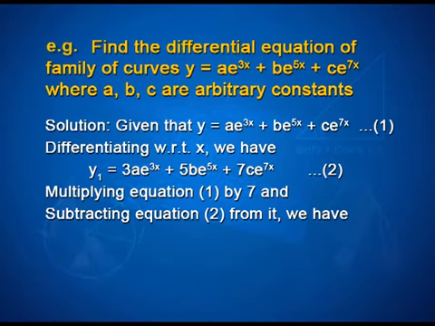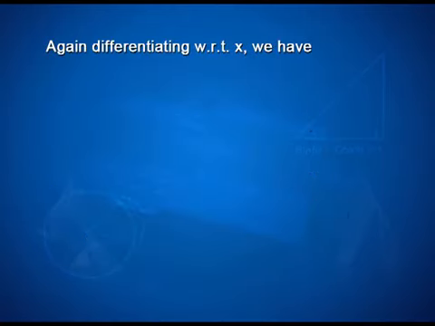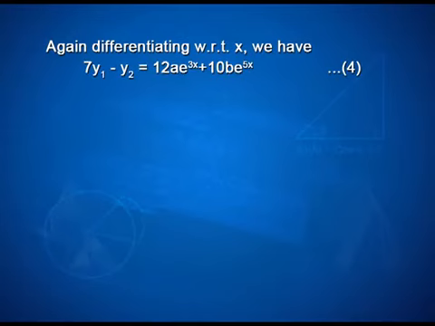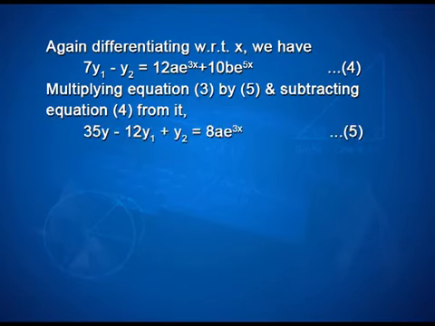Multiplying equation 1 by 7 and subtracting equation 2 from it, we have 7y - y1 = 4ae^(3x) + 2be^(5x). Take this as equation number 3. Again differentiating with respect to x, we have 7y1 - y2 = 12ae^(3x) + 10be^(5x). Take this equation as 4th. Multiplying equation 3 by 5 and subtracting equation 4 from it, we have 35y - 12y1 + y2 = 8ae^(3x). Take this as equation number 5.